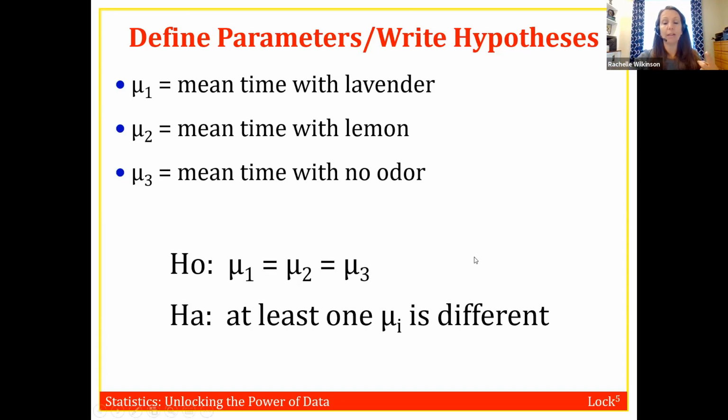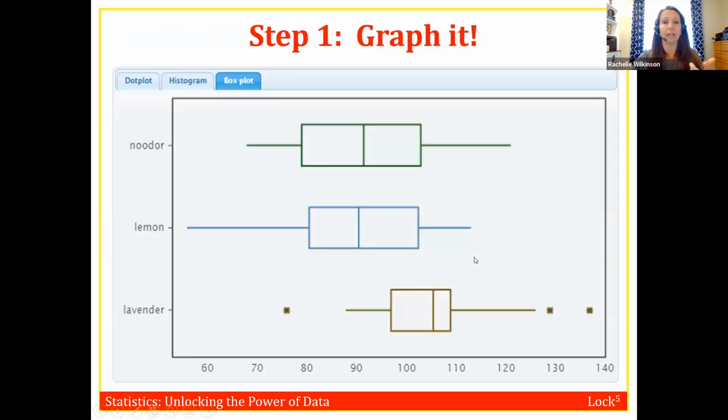So the types of graphs that are going to be appropriate for this kind of data are these stacked or side-by-side box plots. We could look at stacked histograms, stacked dot plots, or any of those kinds of things. Any graphs for one categorical and one quantitative variable.